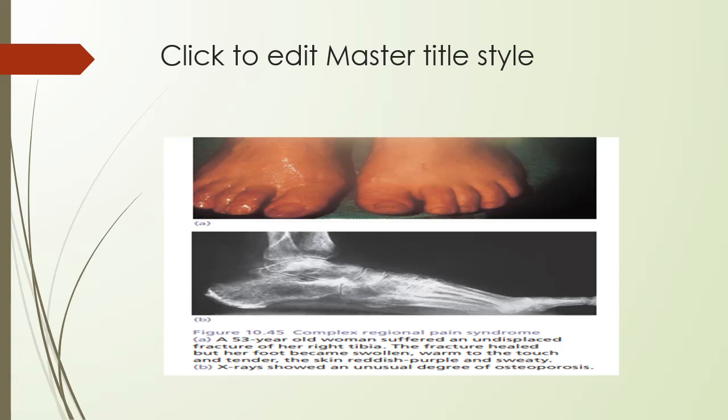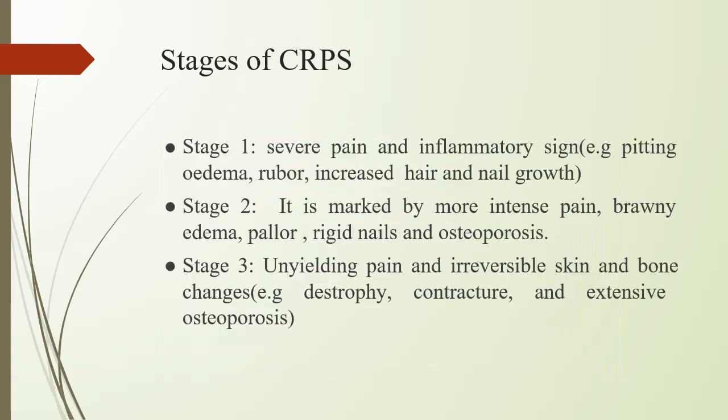In this picture, we can see a 53-year-old woman who suffered an undisplaced fracture of her right tibia and was diagnosed with complex regional pain syndrome, with features like swelling, warm to the touch, and the skin reddish purple and sweaty. So these are the features here.